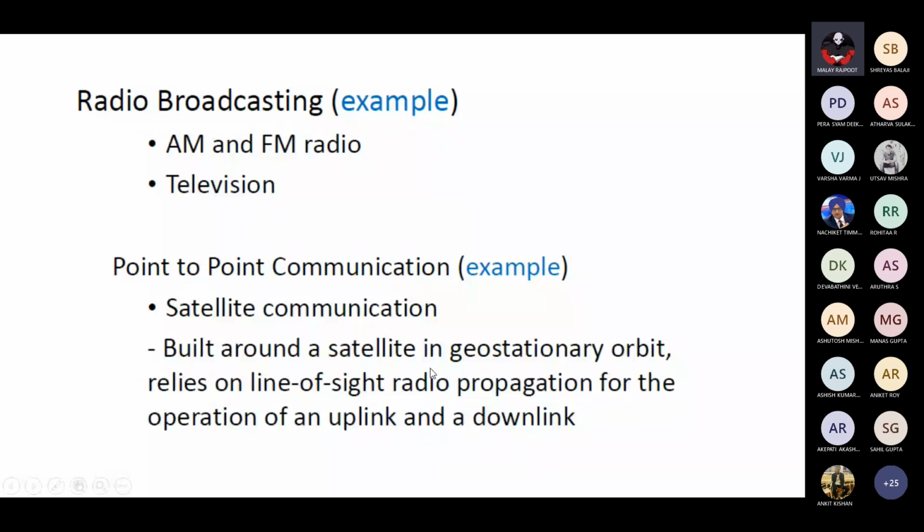So it's built around a satellite in geostationary orbit, relies on line of sight radio propagation, and for the operation of an uplink and a downlink.